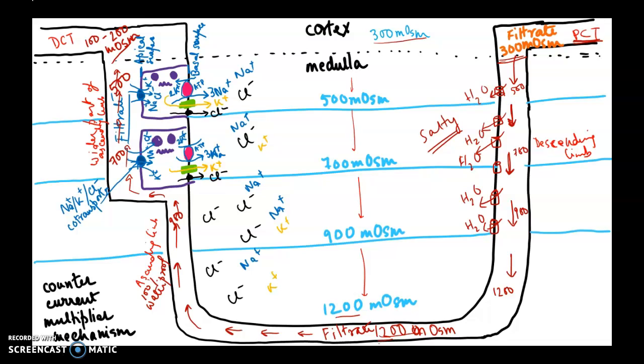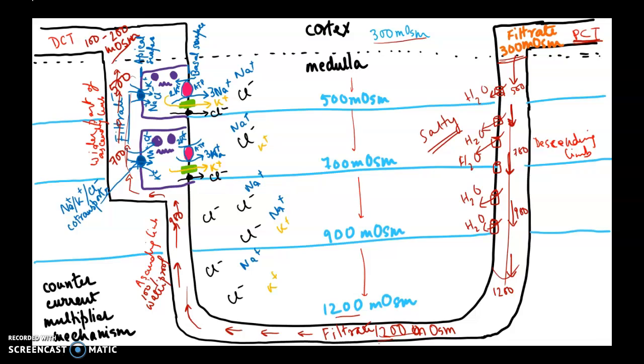And oh, last thing, why is this called countercurrent? Look, the filtrate is moving down in the descending limb and up in the ascending limb. Is that opposite direction? Yes, that's why it's called countercurrent mechanism. And we call it countercurrent multiplier mechanism.